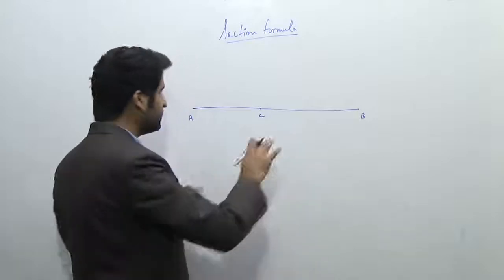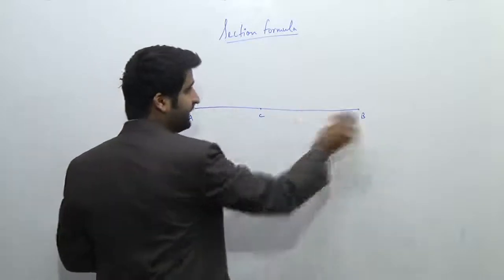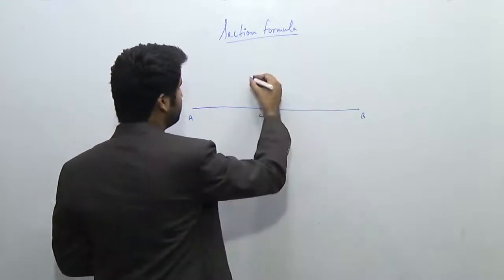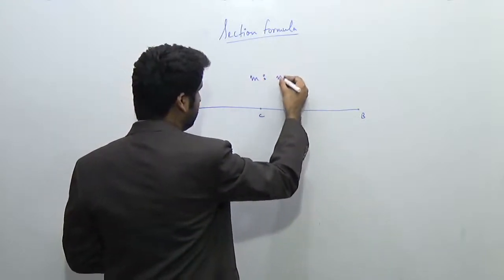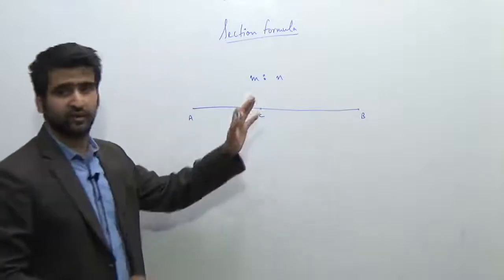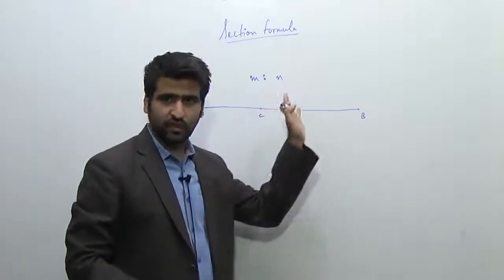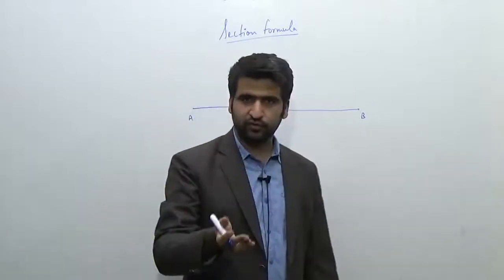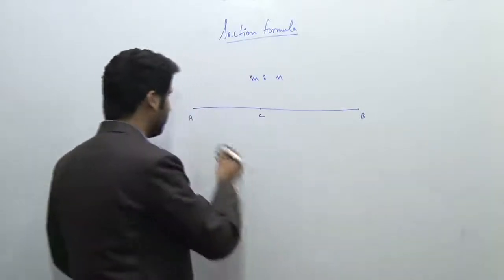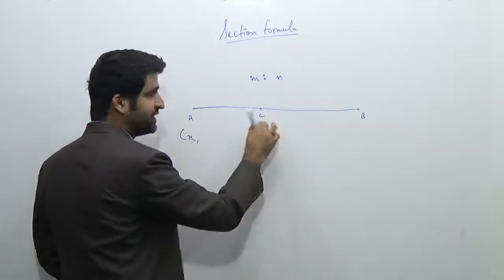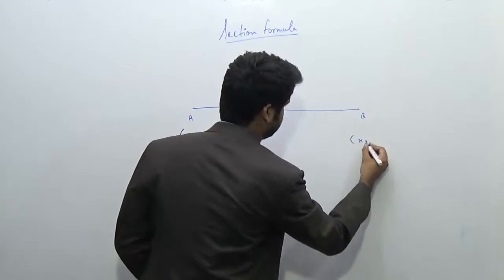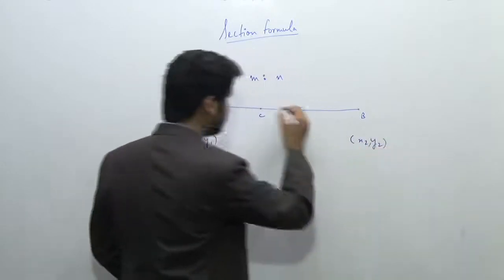Or let's say, first we'll calculate if there is this line. I want to find the coordinates of this point which is cutting the line in this ratio, M ratio N. Now these M and N ratios are given. This can be 2:1 or 1:3 or 5:4. Now I want to find the coordinates of this point C which is cutting the line in the ratio M ratio N. So what will be these coordinates?